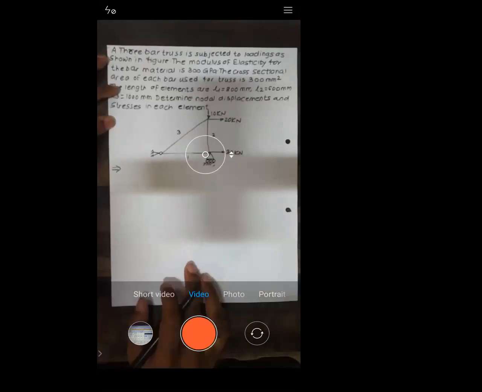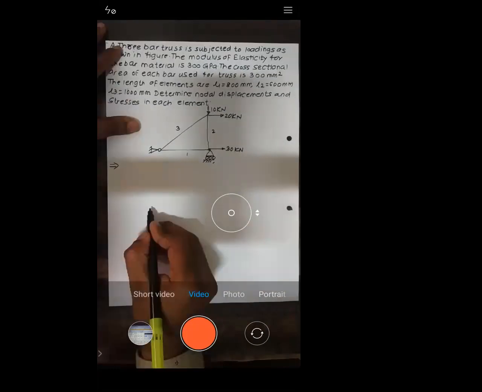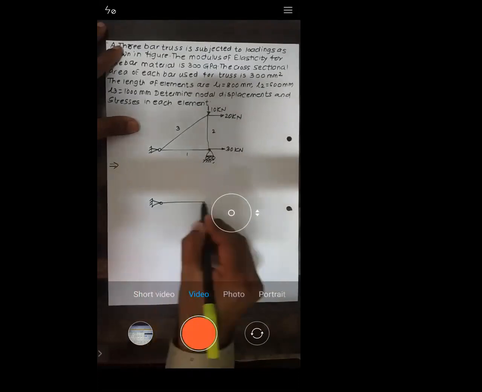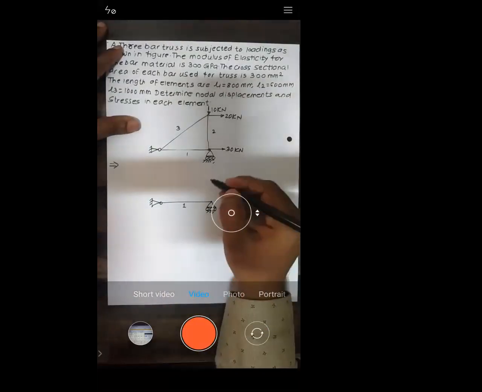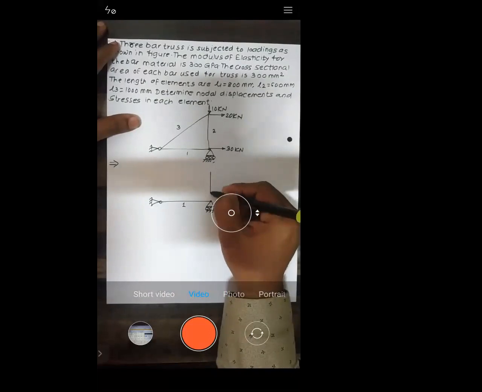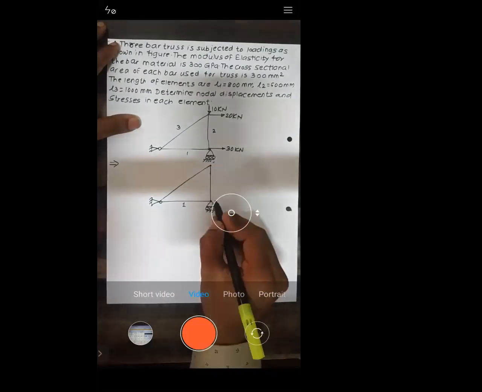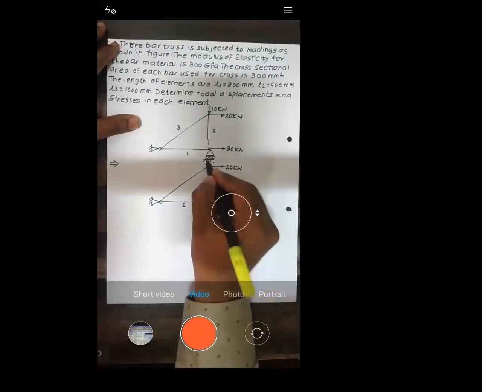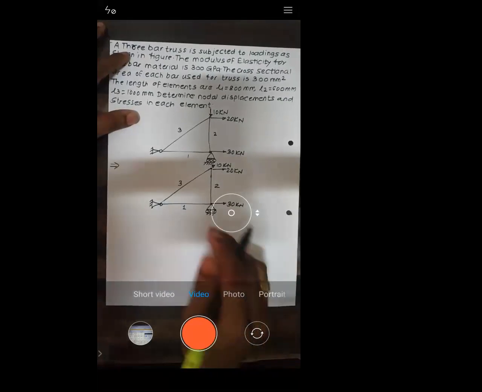They have given the numbers to the elements. Now our step is to just let me draw this again. This is 30 kilonewton. Here it is 20 kilonewton. Here they applied some force, 10 kilonewton. This is element 1, 2, and 3. So this is the diagram. It's already given; they have numbered the elements.